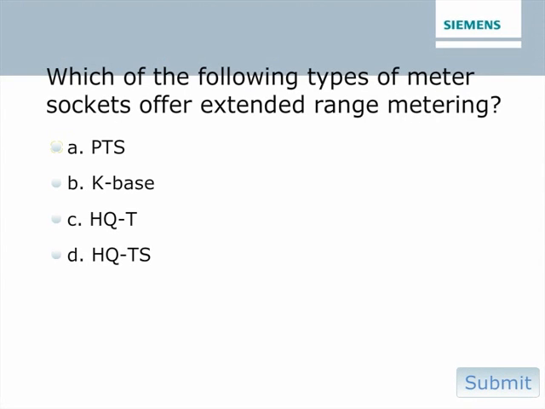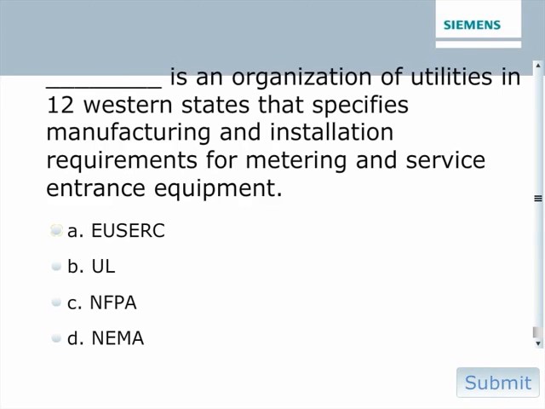Question 11. Which of the following types of meter sockets offer extended range metering? Is it A, PTS, B, K-base, C, HQT, or D, HQTS? Question 12. Blank is an organization of utilities in 12 western states that specifies manufacturing and installation requirements for metering and service entrance equipment. Is it A, USERC, B, UL, C, NFPA, or D, NEMA?